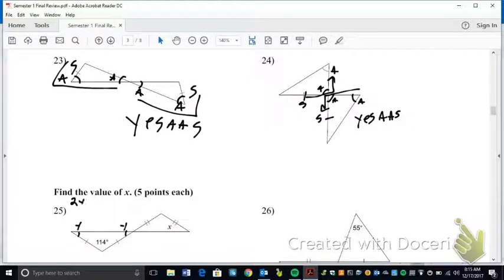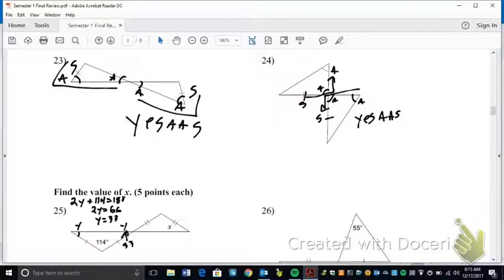So I'm going to label both of those y. Then I'm going to use the triangle angle sum theorem. That is that all triangles have interior angles that add up to 180. And we're going to go 2y plus 114 equals 180. Now we're going to solve for y. And we're going to get y equals 33. So that angle right there is 33.